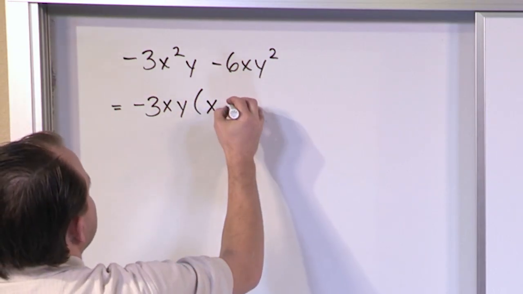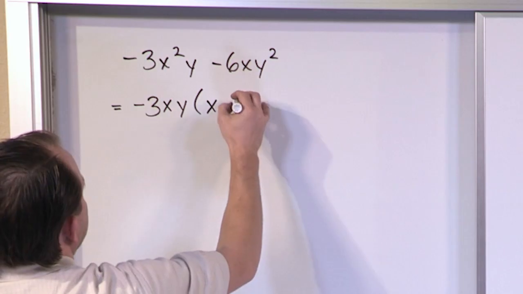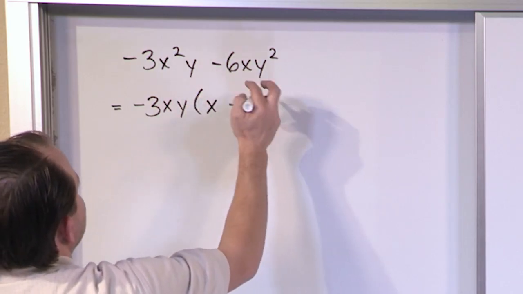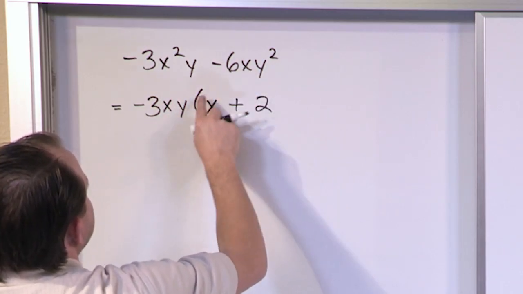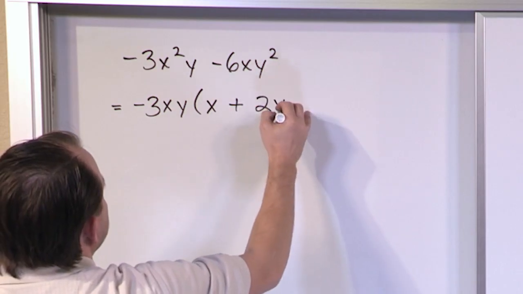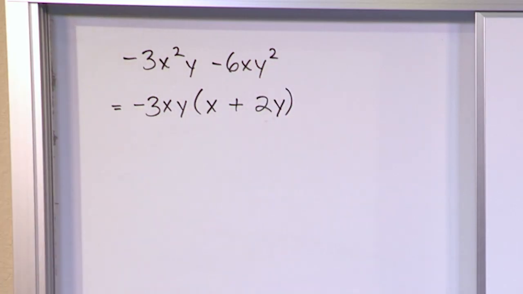Over here, I'm going to need a minus sign. I'm sorry, I'm going to need a plus sign. 3 times 2 is 6. X, it goes from here. Y, I've only pulled out one y, so I need to leave one y behind. So it's going to be -3xy times (x plus 2y).